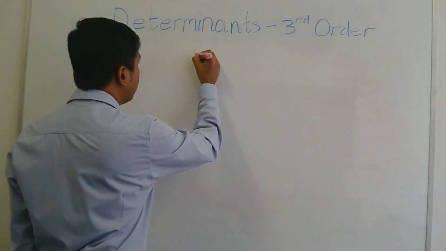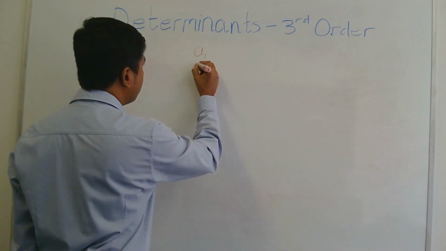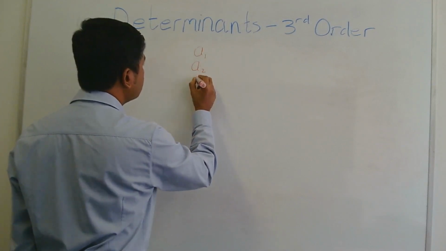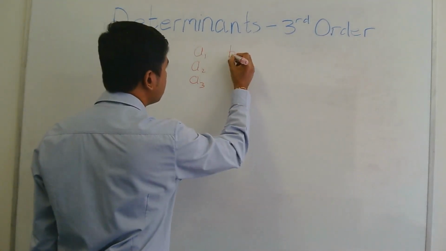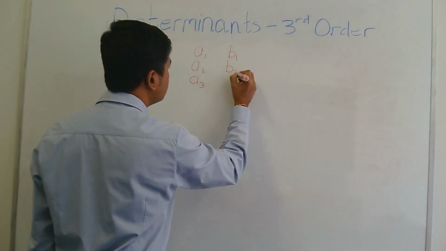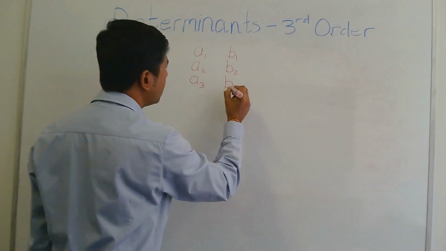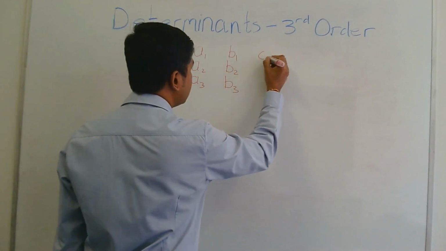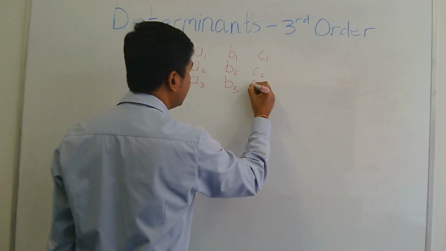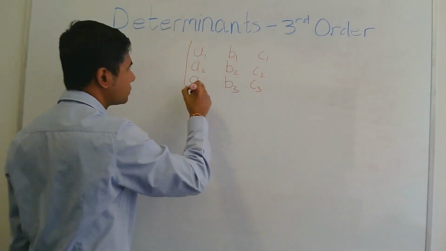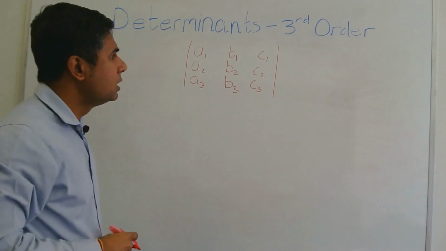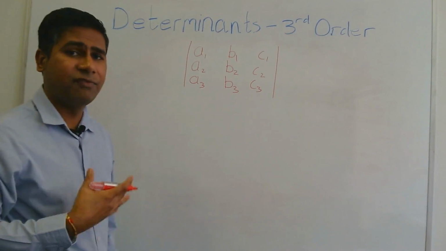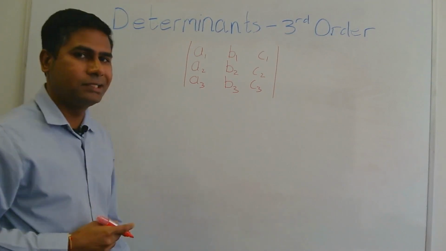We'll have column 1 made up of elements A1, A2, and A3. And then the second column would be B1, B2, B3. And then the third column is C1, C2, and C3. And this is a 3 by 3 determinant. So the question is, how do we go about evaluating a 3 by 3 determinant?